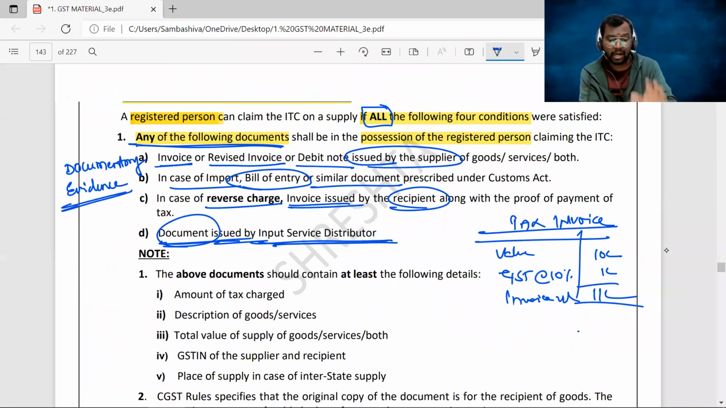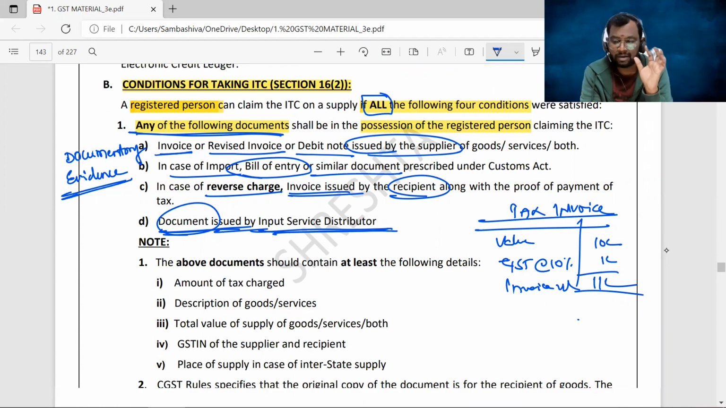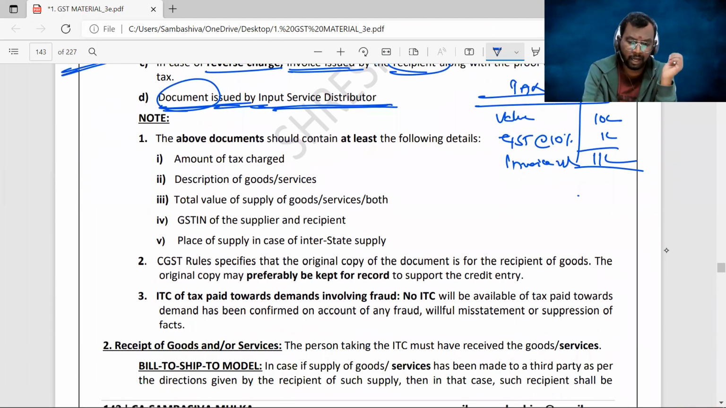So for claiming input tax credit, the registered person should possess any of these documents: a tax invoice, a revised tax invoice, or a debit note. In the case of imports, a bill of entry. In the case of reverse charge mechanism, a tax invoice issued by the recipient. In the case of an ISD, input service distributor, any other document issued by the input service distributor. Clear?